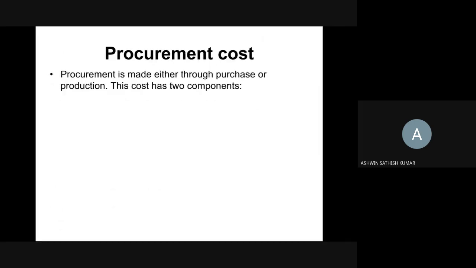So first we have the cost. In the cost for the procurement of the item, the goods, the raw material, procurement is made either through purchase or production. Initially, I have told you procurement can be done by two processes: either you can purchase from the market or you can produce in an in-house facility. So this cost has two components. In the procurement cost, we have two components.